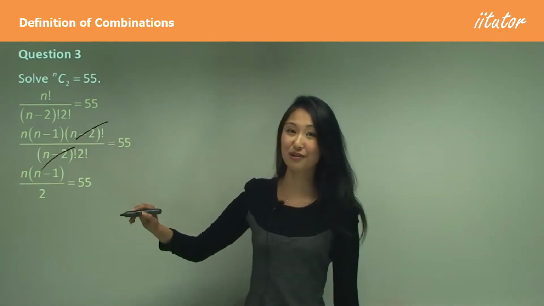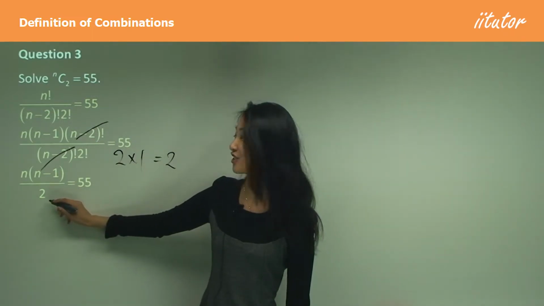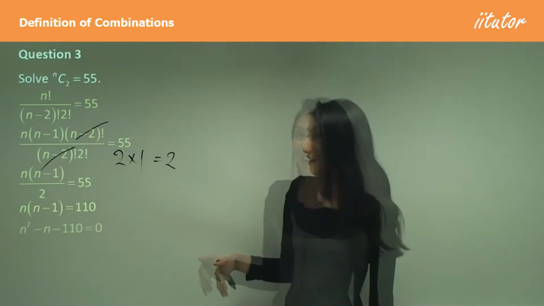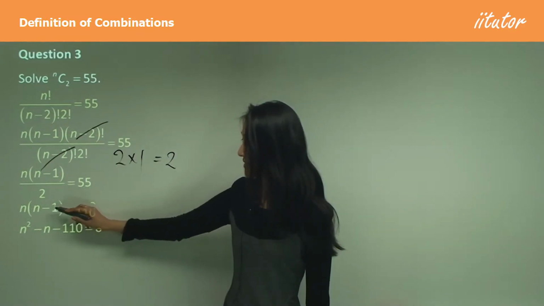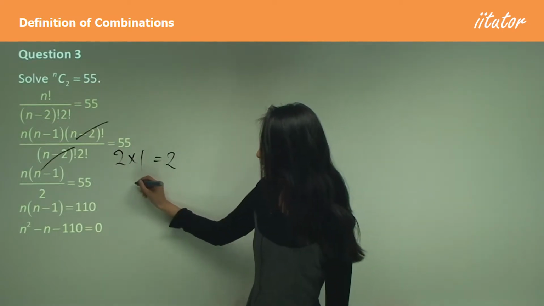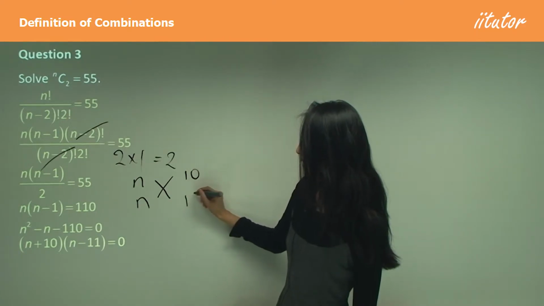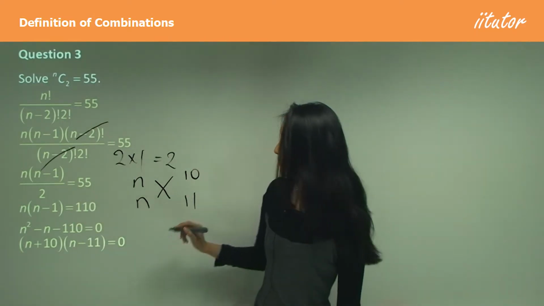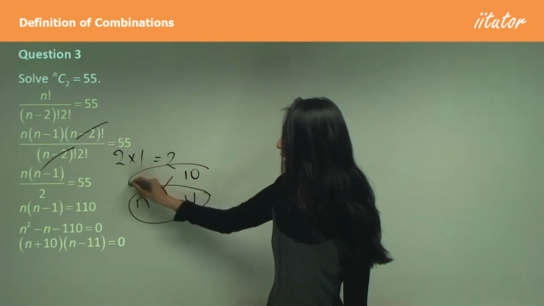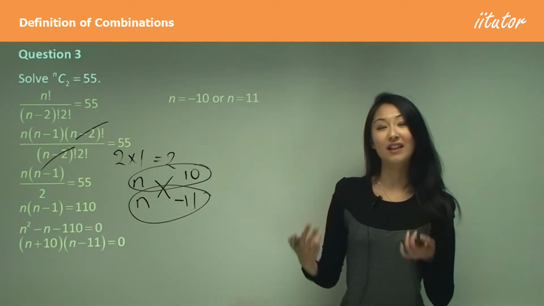And 2 factorial is just 2 times 1, which equals 2. So I can just make that 2. And now I've just multiplied that across. And this is just going to end up being a quadratic. So that becomes n squared minus n minus 110. And I just need to factorize that. And what that's going to factorize to is 10 and 11. And because I want a negative n, I know this has to be the negative. So I get n minus 11, n plus 10 equals 0. So n equals negative 10 or 11.